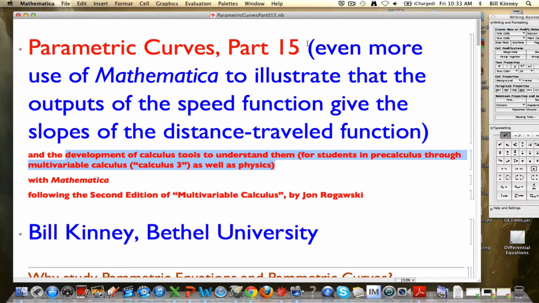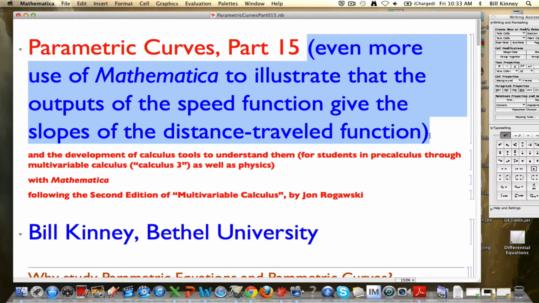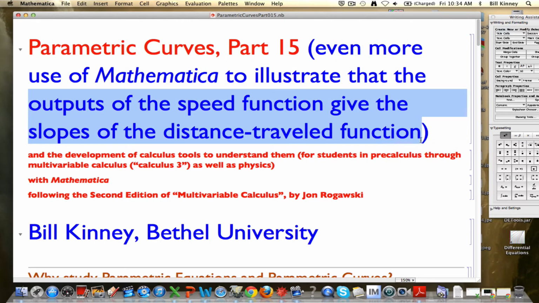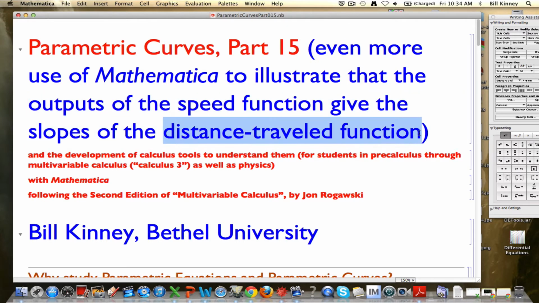In the previous few videos, we've been focusing on using Mathematica to illustrate an important fact related to physics and calculus, that the outputs of the speed function give you the slopes of the distance traveled function. What do I mean by that? Imagine moving in a car or walking or running. You start at a certain time, call it time 0, and you travel a certain amount of time, call it time t. The distance traveled function, which I've called dist of t, tells you how far you've gone during that amount of time from time 0 to time t.